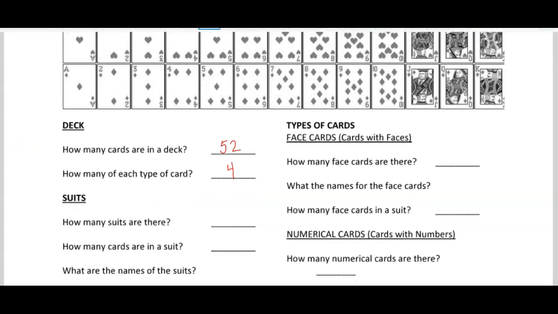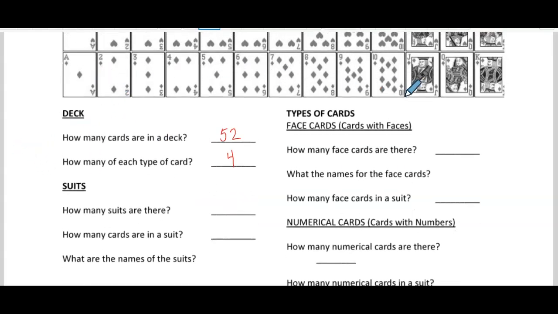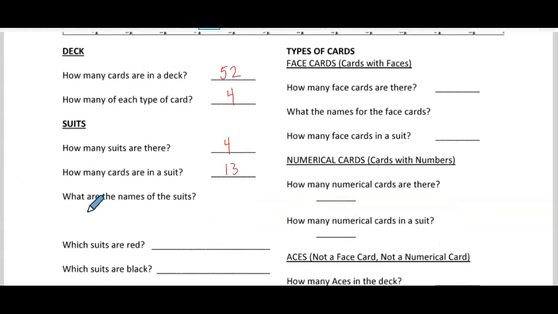How many suits are there? Suits are the shapes on the cards, so diamonds, hearts, clubs, and spades. There's 4 of those. If you count straight across the row, there are 13 of each kind. And then you can just write down the names of the suits here. We have clubs, we have spades, we have hearts, and we have diamonds.